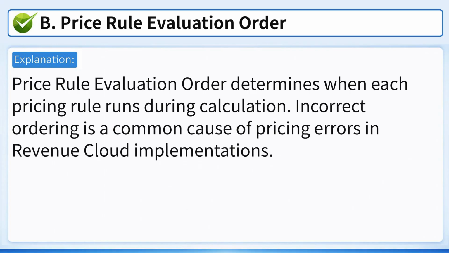Explanation. Price rule evaluation order determines when each pricing rule runs during calculation. Incorrect ordering is a common cause of pricing errors in Revenue Cloud implementations.